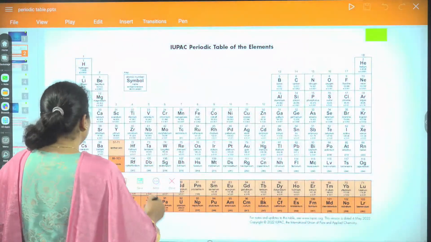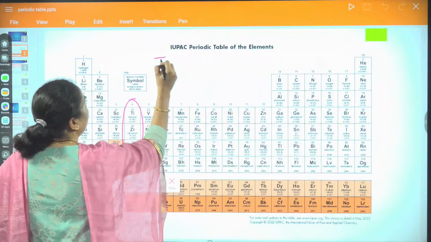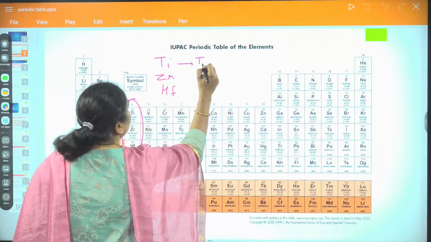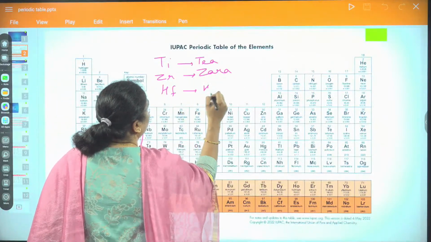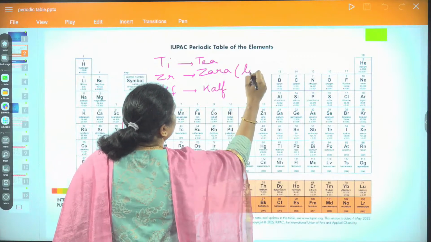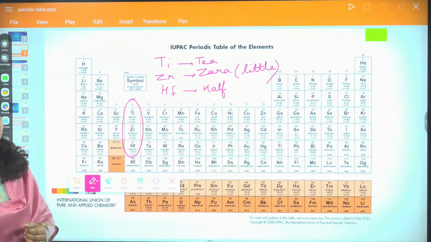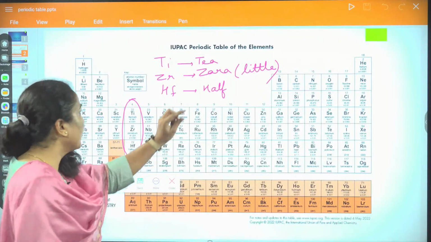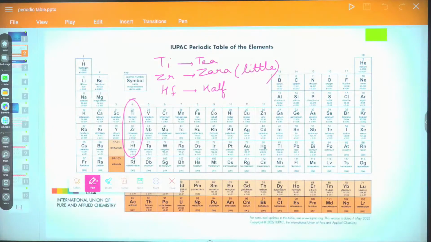Now the next one, which is group 4: titanium, zirconium, hafnium. With this, it is T zara half. Zara is a Hindi word which means little, and in Telugu it is konchum. So basically you are asking someone to pour you just half a cup of tea. So that's what you write, T zara half. Okay. So please write it down: titanium, zirconium and hafnium.